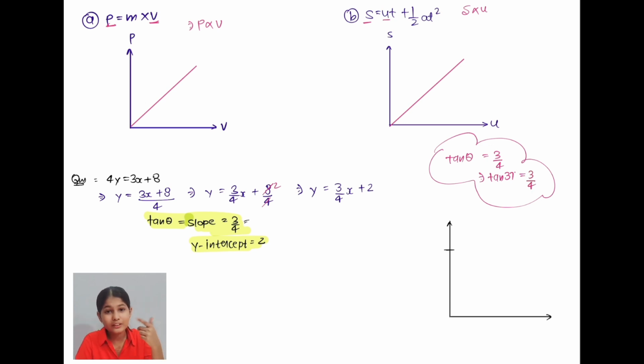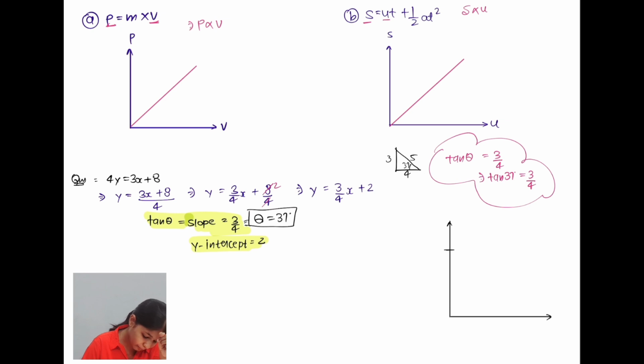Now you just have to do the calculation in your mind. Make a right triangle in your mind, and put what you will get: 3, 4 and 5. 3 is the perpendicular, 4 is the base and 5 is the hypotenuse. As you know, tan is equal to P upon B, perpendicular upon base. So 3 by 4 means our theta value will be 37 degree. It is very important.